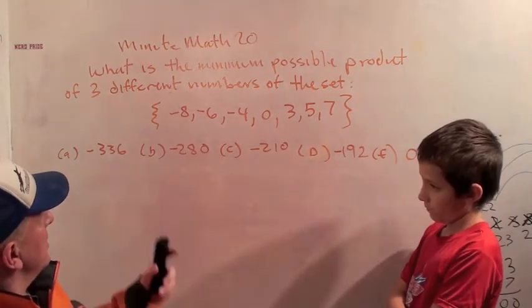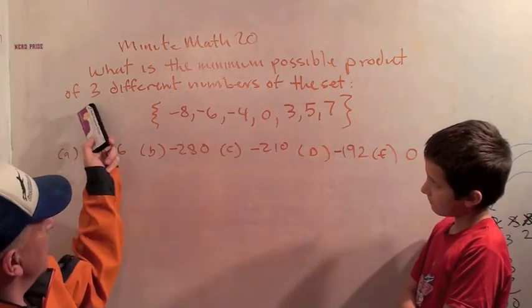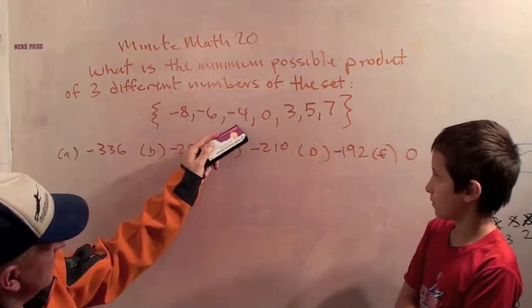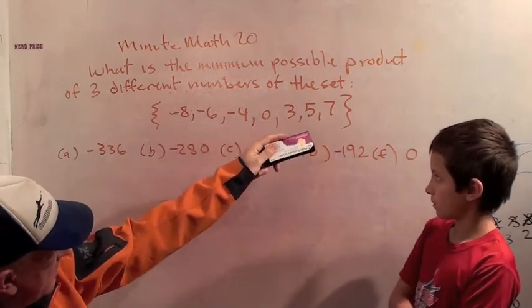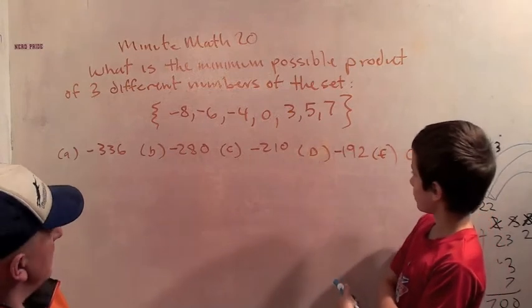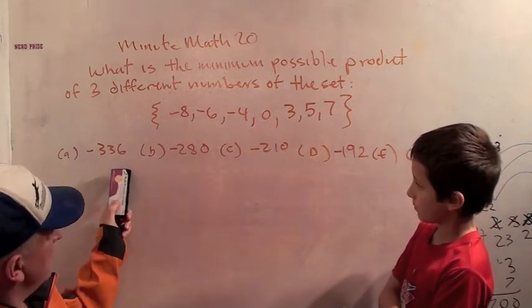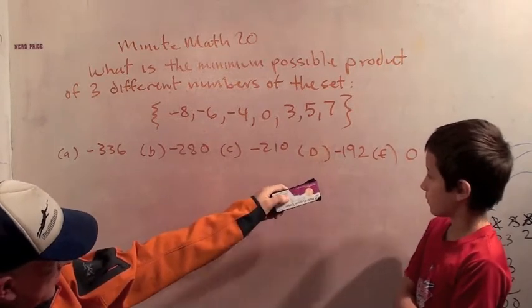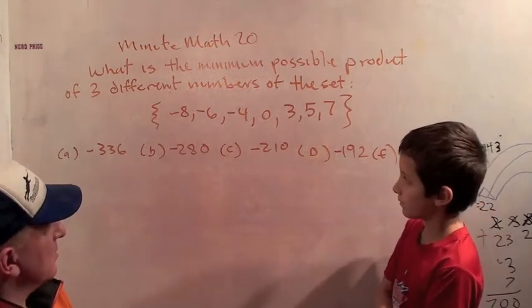Here is the question. What is the minimum possible product of three different numbers of the set -8, -6, -4, 0, 3, 5, and 7? And I gave you the choices that were available on the test too. -336, -280, -210, -192, and 0.